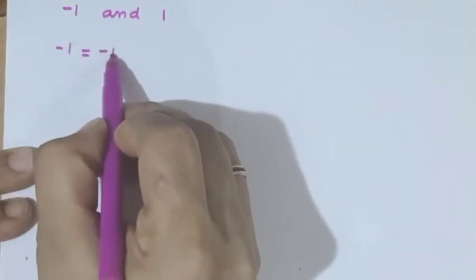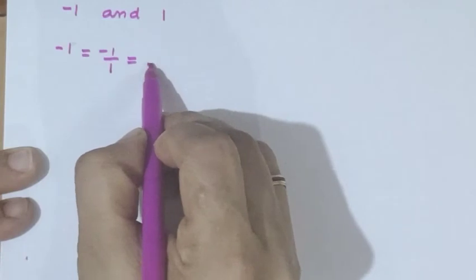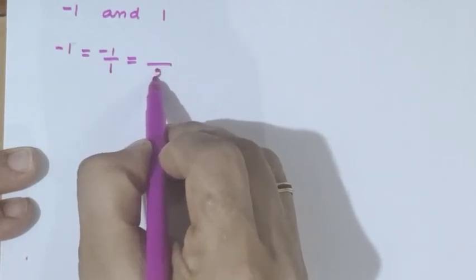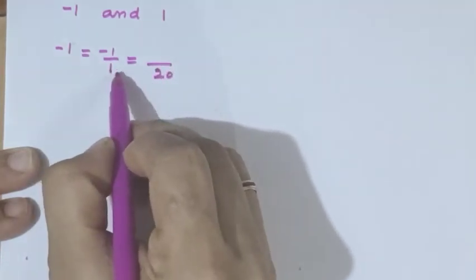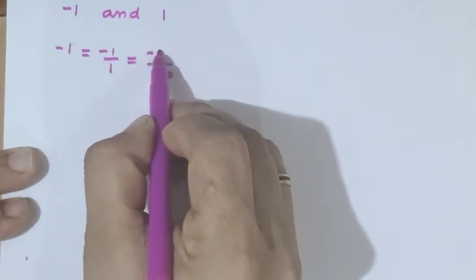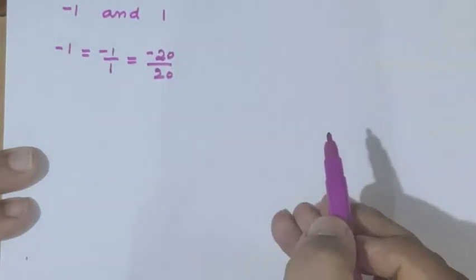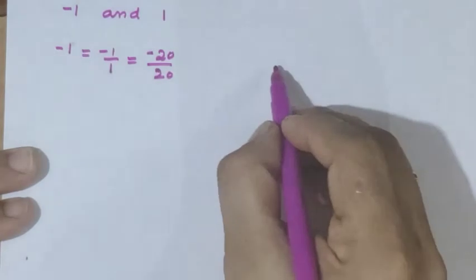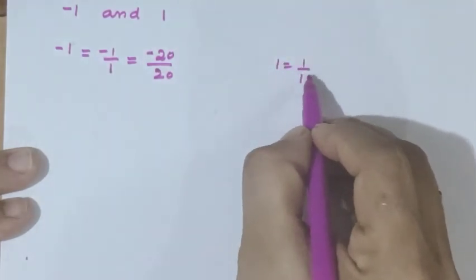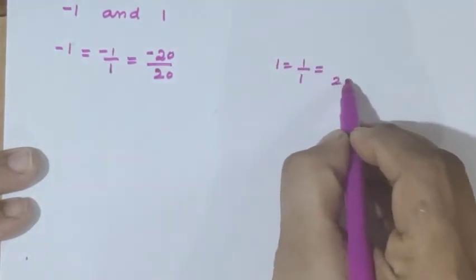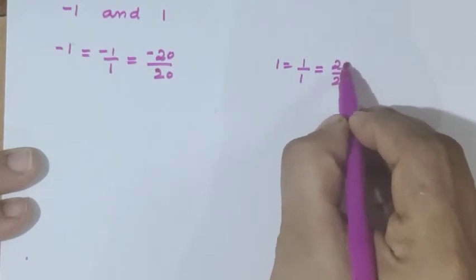Now just now we have taken minus 1 and 1 as the numbers, and we have made the denominator 10. Now see, minus 1 can be written as minus 1 by 1. Again I am changing the denominator to 20. So 20 means here we have multiplied by 20. That means it is equal to minus 20 by 20, right? Similarly, 1 means 1 by 1. Again I want to make it 20, so the numerator became 20.